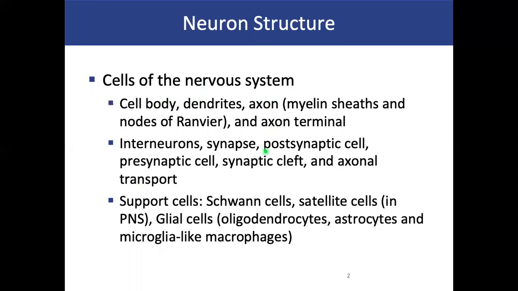We have some other lingo. The presynaptic nerve or presynaptic cell is the one that usually originates in the central nervous system, which would be the brain and spinal cord. Then we have an interneuron sometimes, and then a postsynaptic nerve. In between the pre and post is a synapse or a synaptic cleft. And then we have support cells like your Schwann cells, your satellite cells, and glial cells. This is some of the anatomy that you covered in the previous semester.